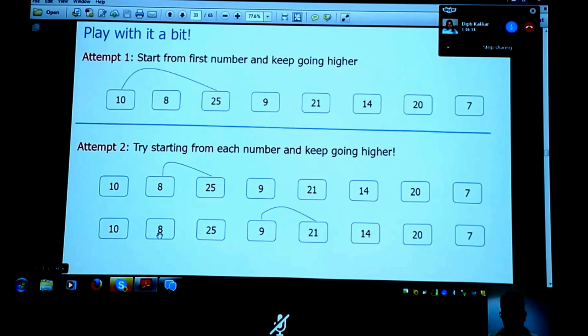Now let's try another one. Now maybe it's wrong to start from 10, right? Maybe start from every number and see what happens. Try all possible numbers as the starting. So for example, start from 8. He also got stuck at this 25. It's just 33. Now you can try 9, he will also get stuck, right? 30. So you're not getting that 51.